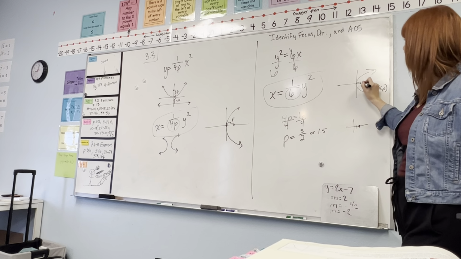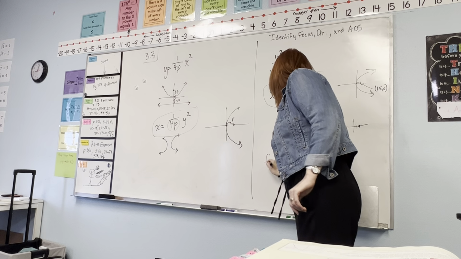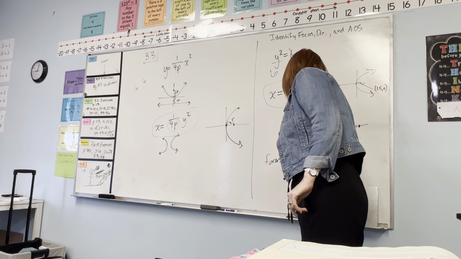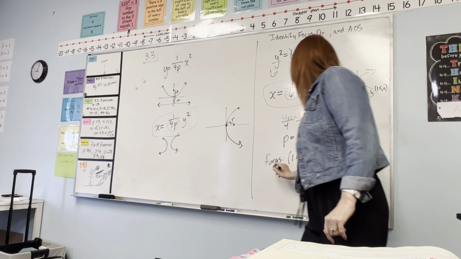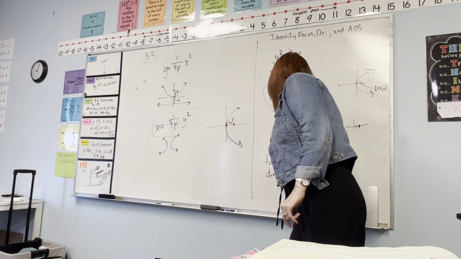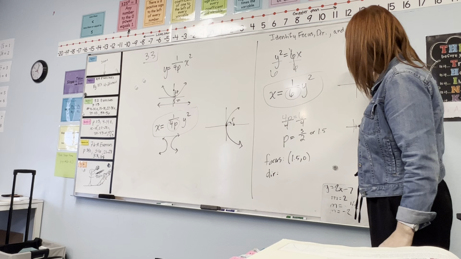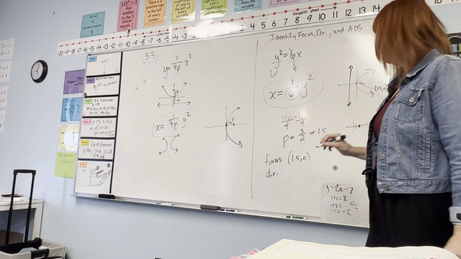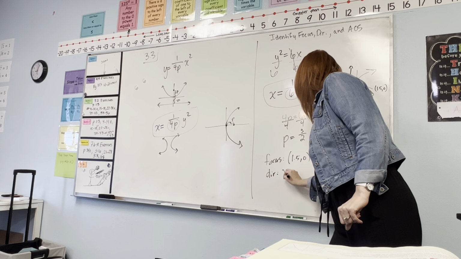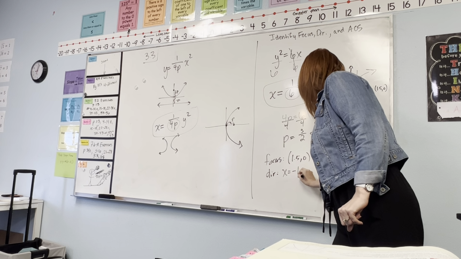So if the focus is 1.5, 0, what is the directrix? Negative 1.5. Yes, and it's a line, it's a vertical line. How do we write the equation of a vertical line? x equals negative 1.5.